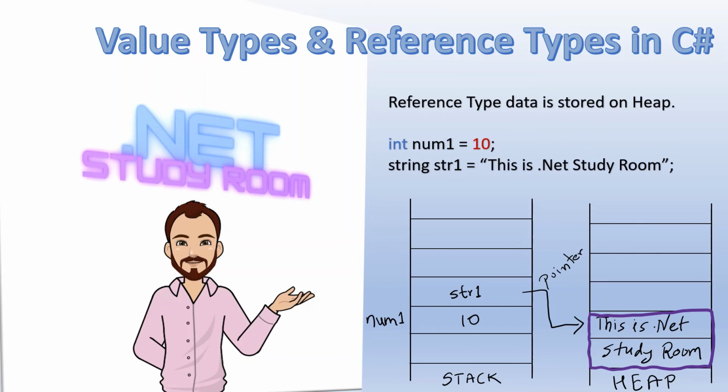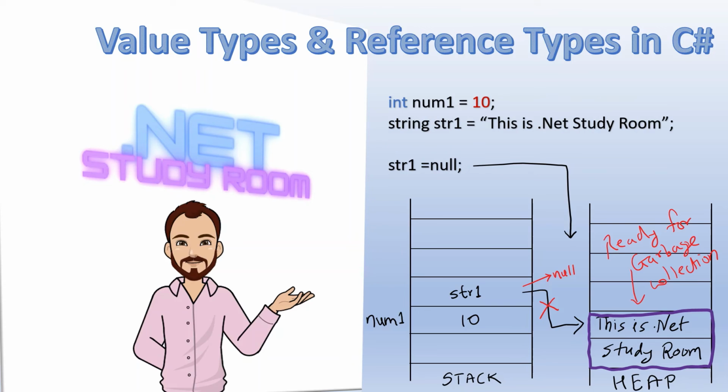Suppose we have to store some text in a variable. The text may be of any length, and you can modify the text anywhere in your program. Because the length of text is not fixed, it is better stored on the heap. In C#, we use type string for text data. When we want to remove the reference to a reference type variable, we assign null to that variable.